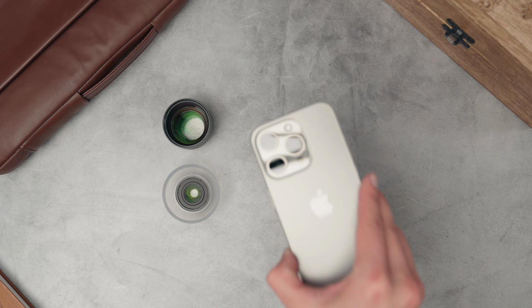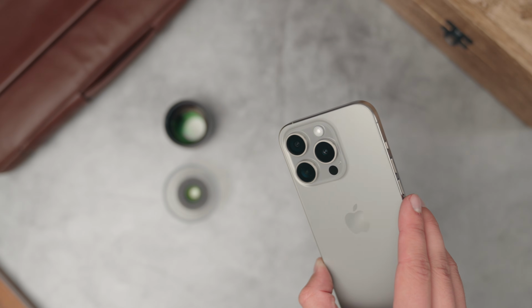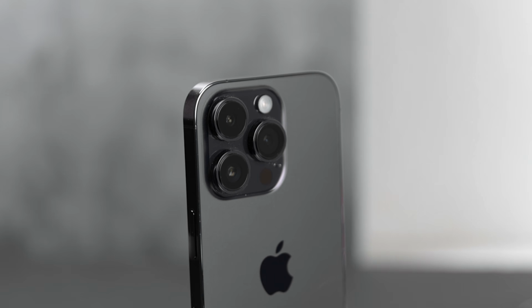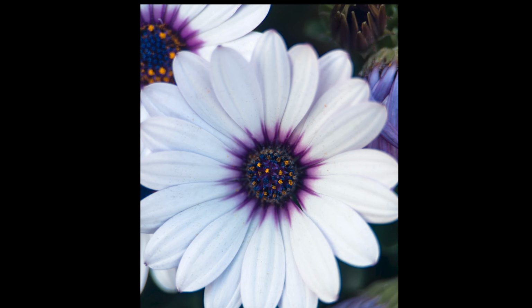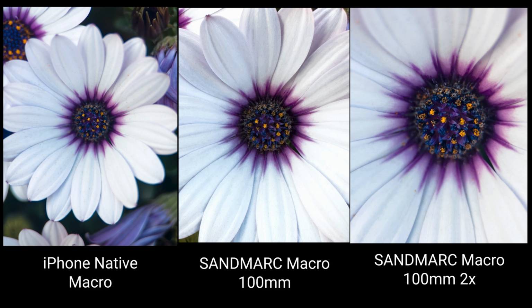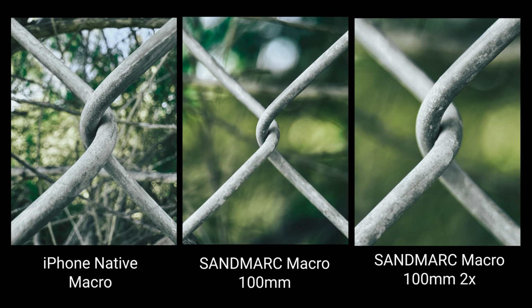The iPhone does have a macro feature built in, so why should you get a SANDMARC macro lens? The native iPhone macro mode leaves a lot of the space in focus, but with the SANDMARC macro lens, you can achieve a much shallower depth of field. This blurring counteracts the artificial sharpening found in new iPhone photos and achieves a more real, organic look.